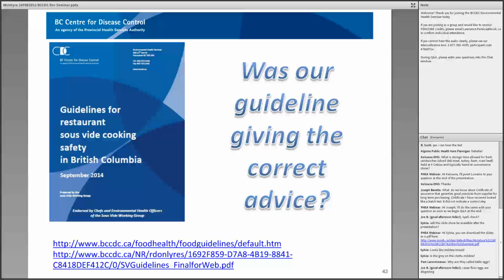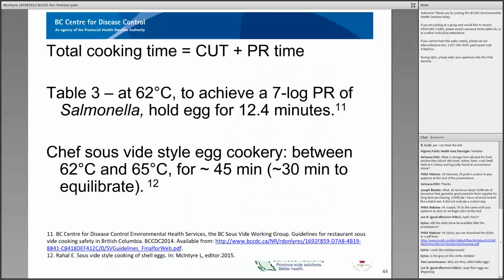Well, the first question we wanted to ask ourselves is, are the new sous vide guidelines flawed? Are we giving the correct advice? So the way we defined sous vide in our guidelines is the come up time plus the pathogen reduction time. And the pathogen reduction time in table 3 at 62 Celsius, you need to hold the egg for about 12.4 minutes. So I contacted Chef Edgar Rahal from our working group and asked him what's the standard practice for chefs when they sous vide eggs properly. And in fact, it is for 45 minutes.